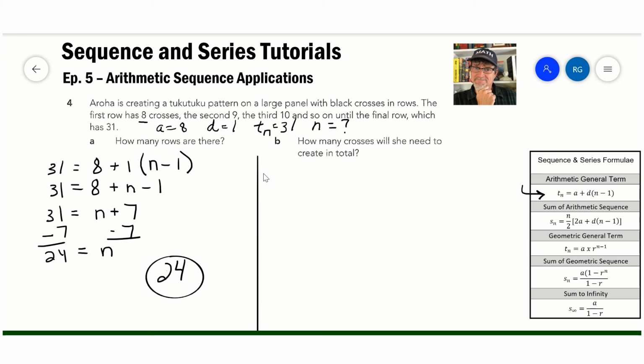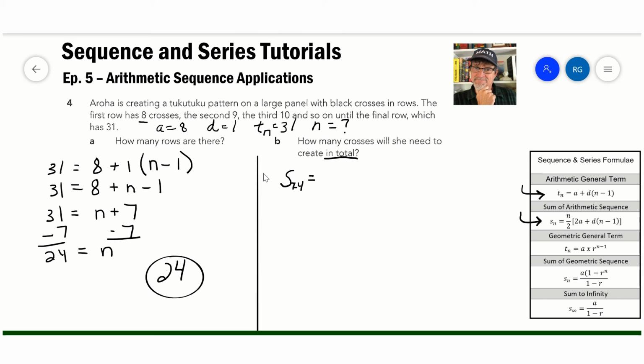So now how many crosses will she need to create in total? All right, so this clue here, in total, is telling us that we're going to find the sum of this arithmetic sequence. So we've got all our variables. Let's just plug them into the sum formula. So sum of, in this case, let's call it 24, right? Because we know there's 24 terms.